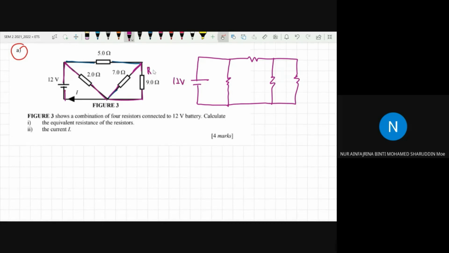So misalkan label sini R1, R2, R3, R4. Remember, bila kita nak cari effective resistance ataupun equivalent resistance, kita kena solvekan dia daripada jauh daripada terminal. Dan jauh daripada your potential difference ni, okay? Jauh daripada dia. So kat sini akan jadi R1, R2, R3 dan R4. So this is your diagram, your first diagram.